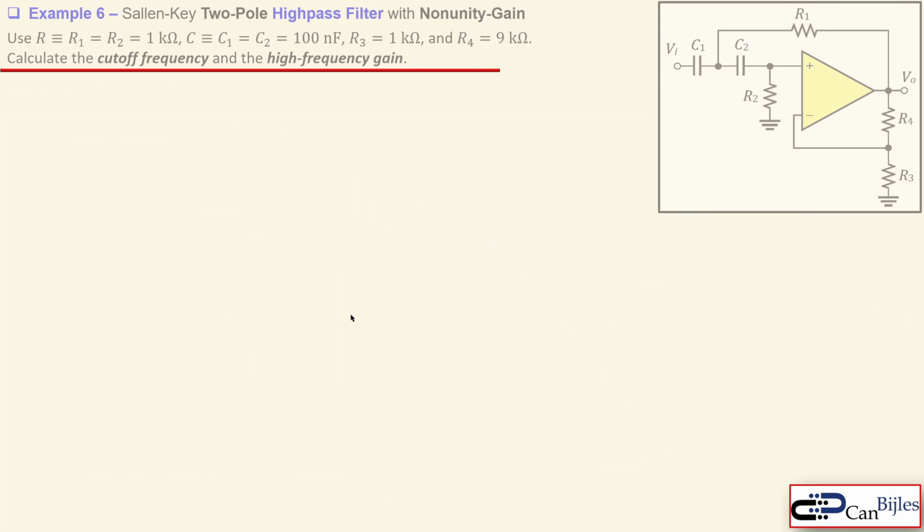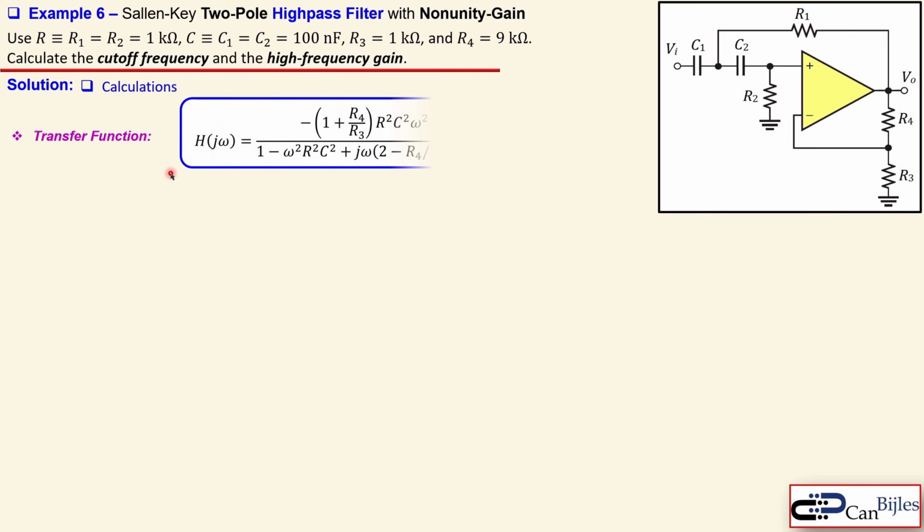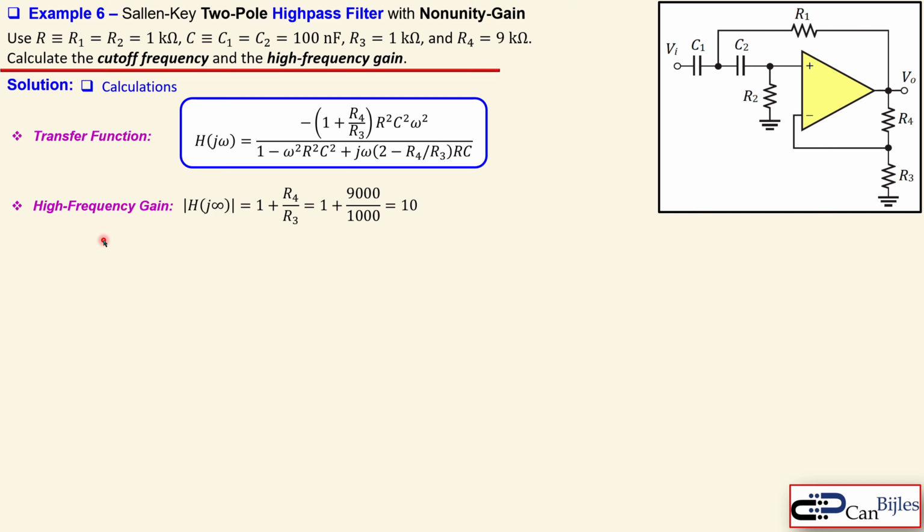Okay. Let's now go to the final example about the Sallen-Key two-pole high-pass filter, non-unity-gain, and now calculate also here the cutoff frequency and the high frequency gain. We have the same values for the resistors and the capacitors, and also the R4 and R3 are the same. Now, first the transfer function as we have it before, that's actually shown here, and the high frequency gain is also easily calculated just looking at the 1 plus the R4 over R3, in this case it's 10. And if you want to express it in dBs, then you have this expression, then you have again 20 dB.